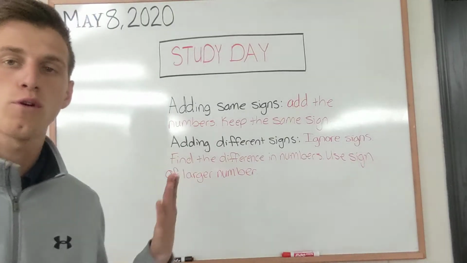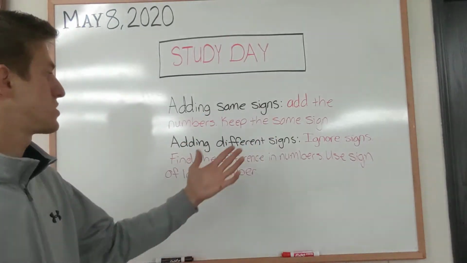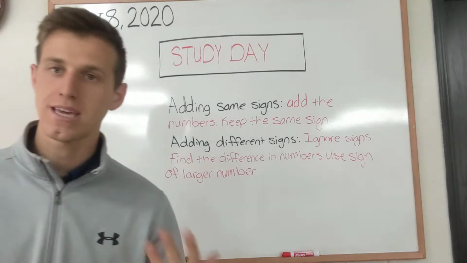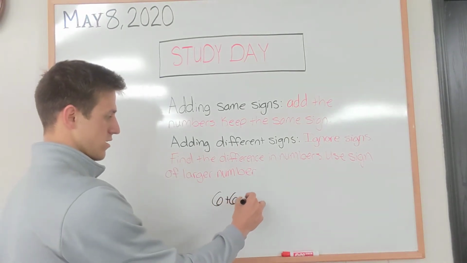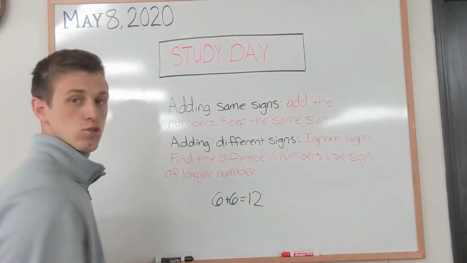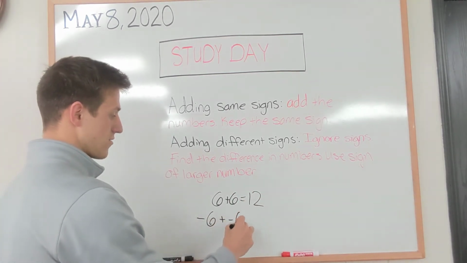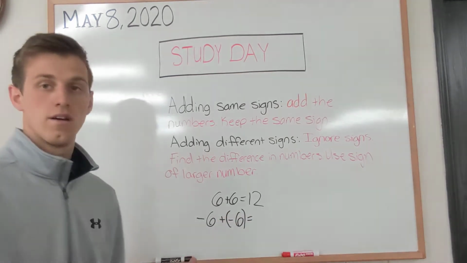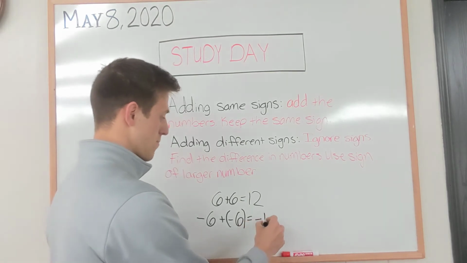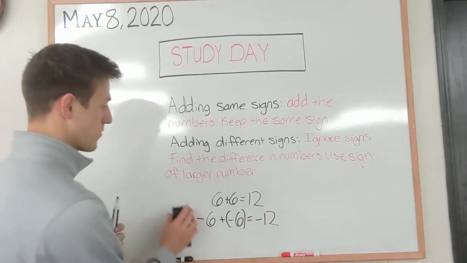All right, so now let's go over our rules for adding integers. If we're adding the same signs, we simply add the numbers and we keep the same sign. So if we have 6 plus 6, it's going to equal 12, right? If we have negative 6 plus negative 6, we're going to have negative 12, right? So we keep our same sign if we're adding our integers, all right?